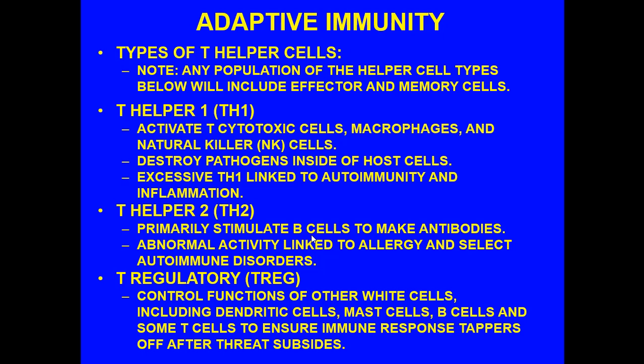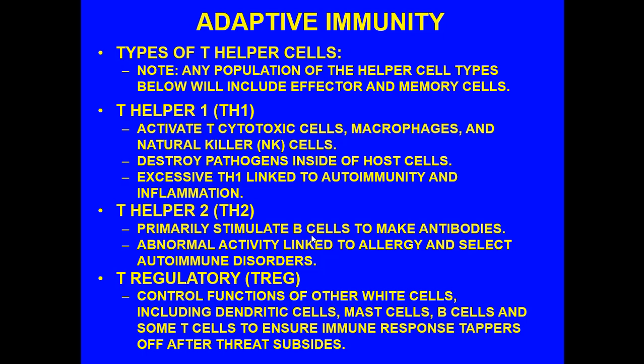The first group we have is T helper 1, TH1. They activate T cytotoxic cells, macrophages, and natural killer cells. Remember those? Those are the NK cells. So T helpers will destroy pathogens inside of host cells. The problem is that if you have excessive TH1s for a prolonged time, this is linked to autoimmunity and inflammation. T helper 2s primarily stimulate B cells to make antibodies. And it's been known that abnormal activity of T helper 2s is linked to allergies and select autoimmune disorders.